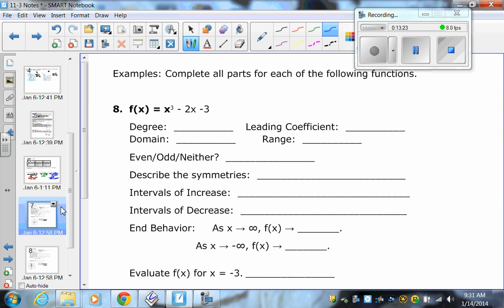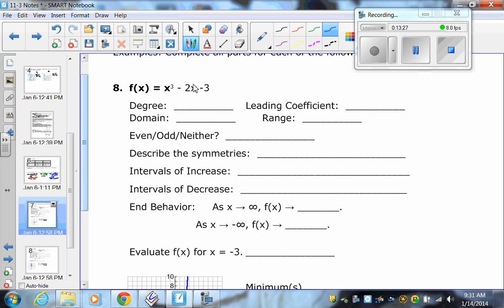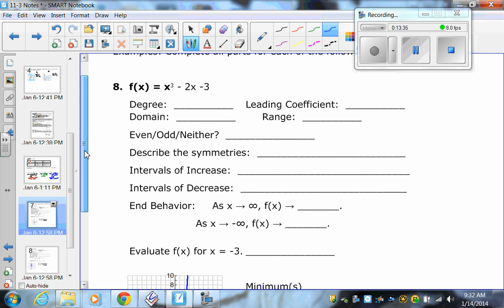Okay, let's put all of this together. First thing I would do is get your graphing calculator and type in your function of f of x equals x to the third minus 2x minus 3 into y equals.